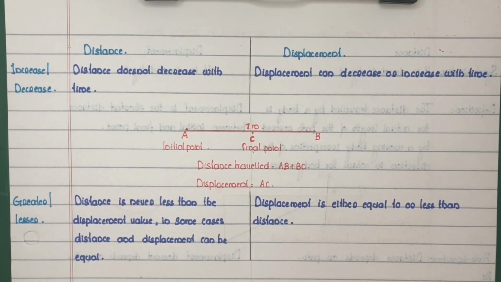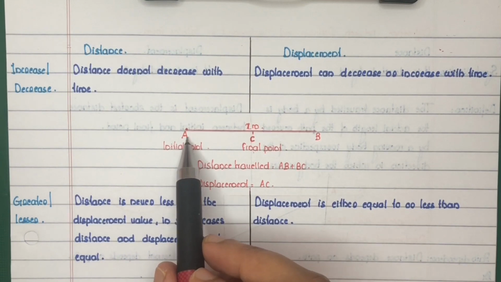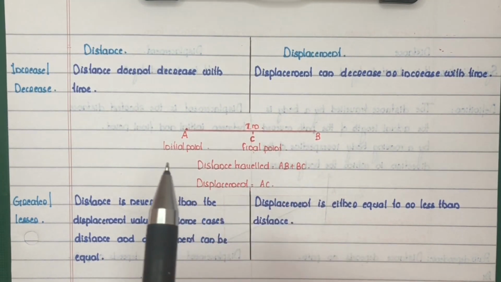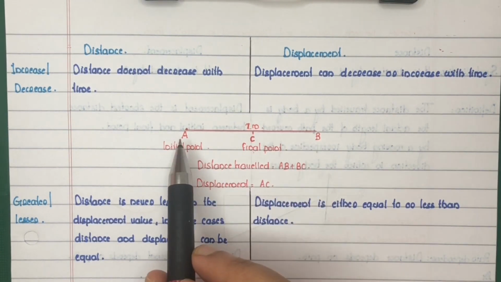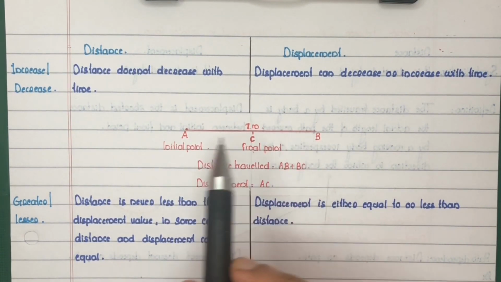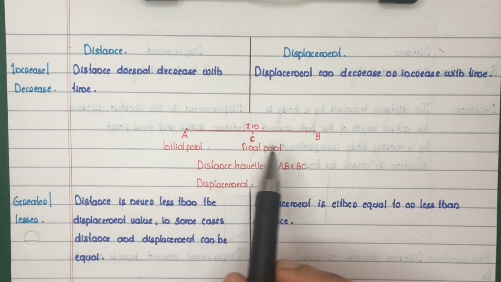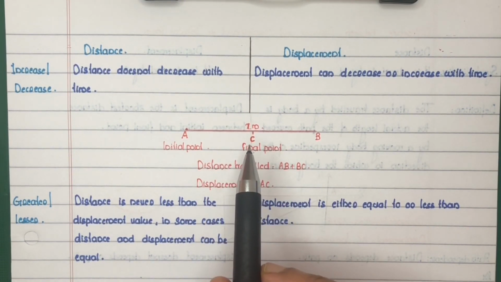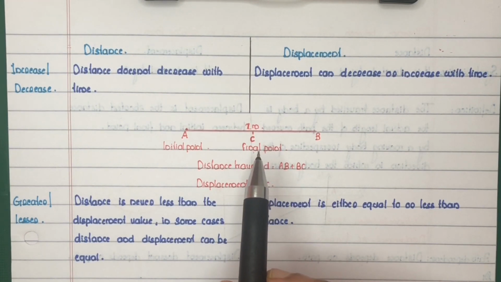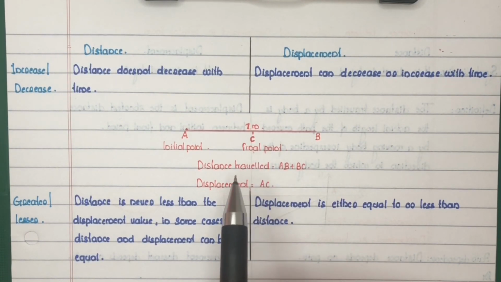Okay. And distance and displacement can be equal if the body is moving in a straight line. That is, if the body is moving in a straight line and if it is not returning back, then the distance traveled will be AB and displacement also will be AB. That is the straight line distance between initial and final point. So in those cases, distance and displacement can be equal. In all other cases, the value of displacement will always be less than distance.